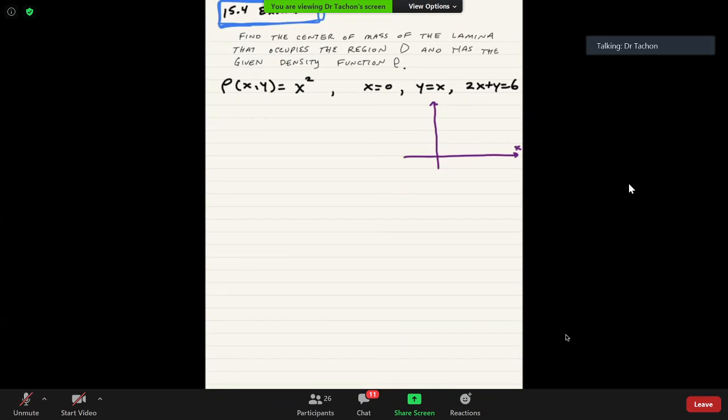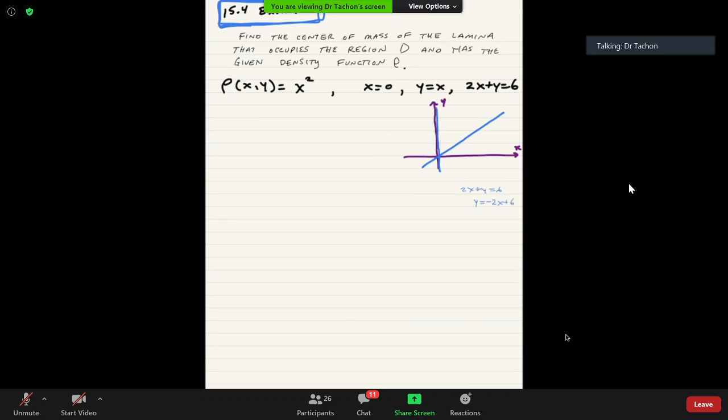All right, so x equals 0 is the y-axis. So there's one side. Y equals x is one side. And 2x plus y equals 6, so y equals negative 2x plus 6, right? Okay, so 2x plus y equals 6, so y equals negative 2x plus 6.